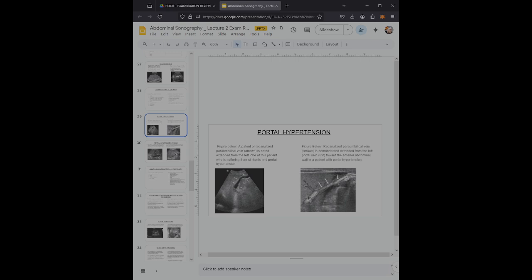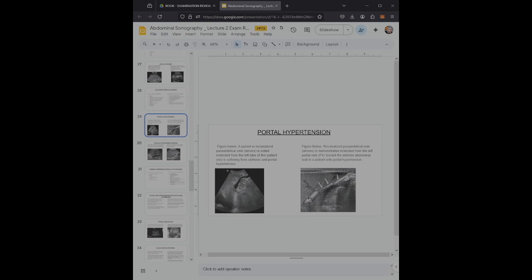Next we come to portal hypertension, and this is quite simply the elevation of blood pressure within the portal venous system. The pressure within the portal vein can be altered by quite a number of abnormalities, and the most common is cirrhosis, although it can result from portal vein thrombosis, hepatic vein thrombosis, or IVC thrombosis, or compression of the portal veins by a tumor.